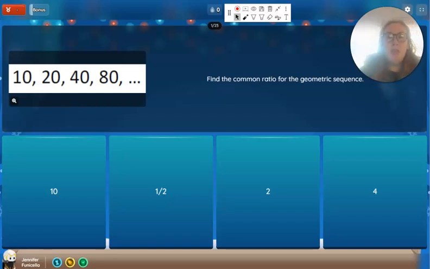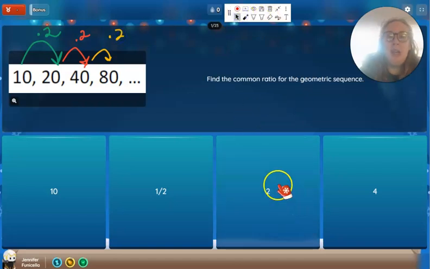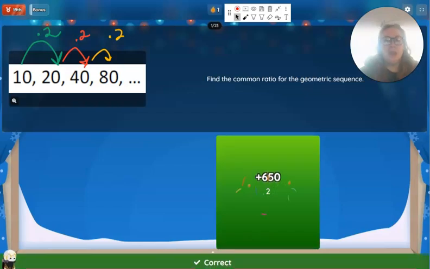Looking here at the first one, we are going from 10 to 20. So it's getting bigger, so we're multiplying. 10 times 2 gets us 20. Let's see if that works for the next one. 20 times 2 is 40, and 40 times 2 is 80. So our multiplier here is 2. So you're going to plug in a 2, and we'll go to the next one.